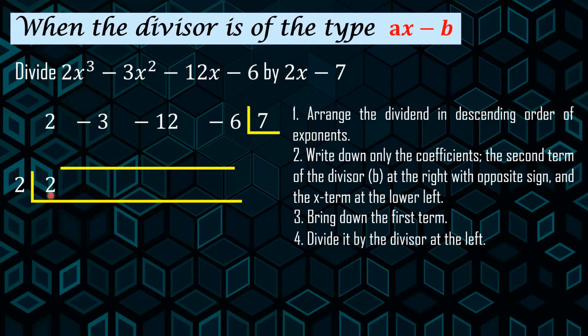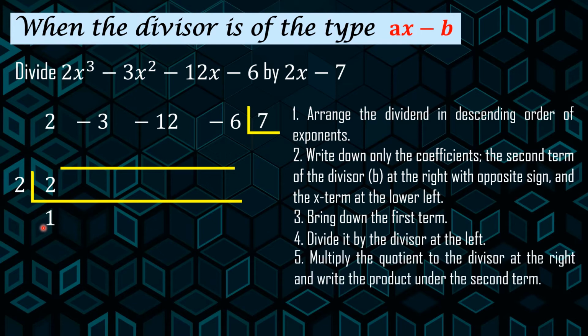Ayan. Fourth step is to divide it by the divisor at the left. So, yung binring down natin na coefficient ay i-divide natin sa divisor, which is 2. So, 2 divided by 2 is 1. Dito natin ilalagay sa baba. Again, 2 divided by 2 is 1.